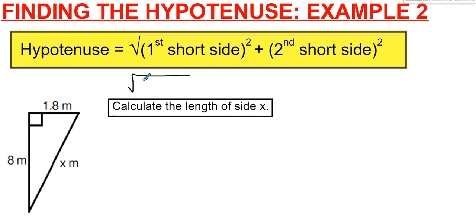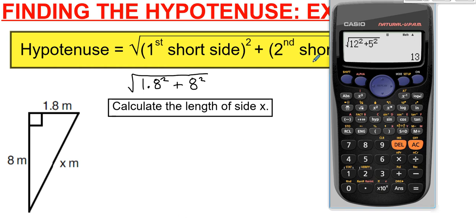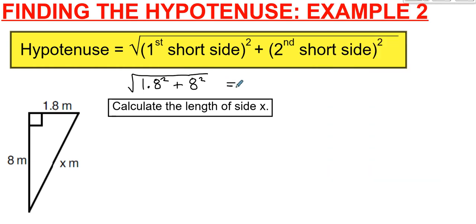Let's go for 1.8 squared plus the other shorter one, also squared. That's the square root of all of that. So let's type this in on our calculator. So 1.8 squared plus 8 squared, press equals, we get 41 over 5. Press SROD to convert it into decimal form, and we get 8.2 meters. The units were in meters for the other two sides, and so the third side will also be in meters.